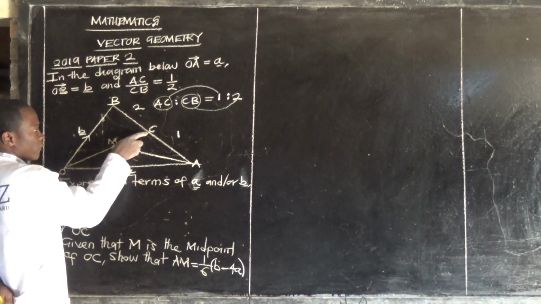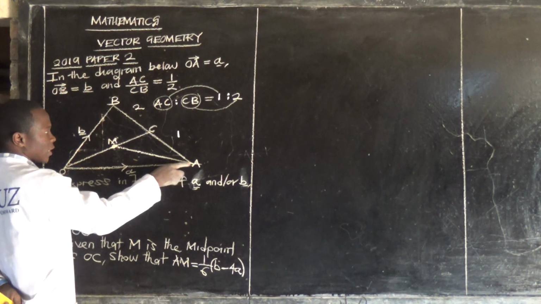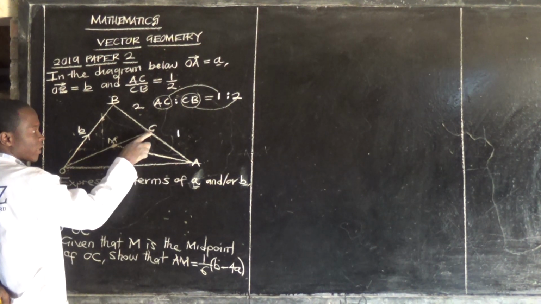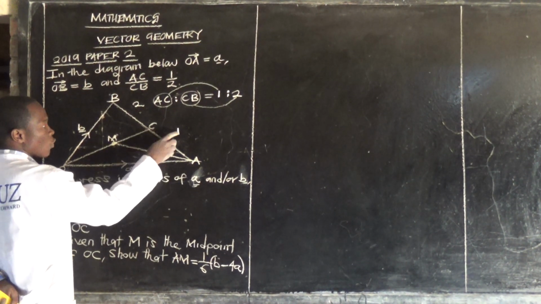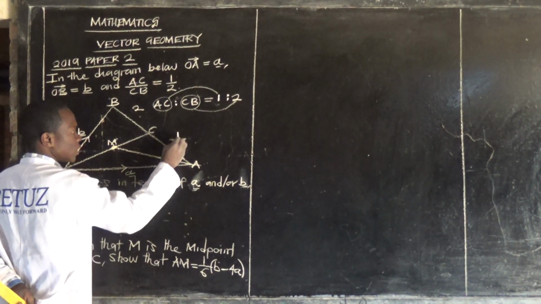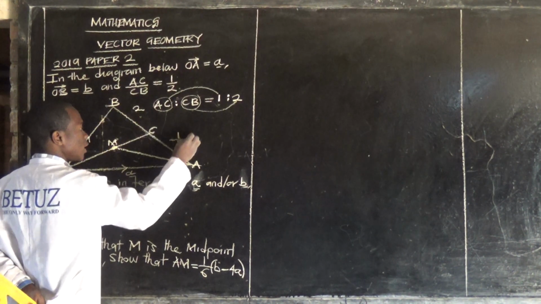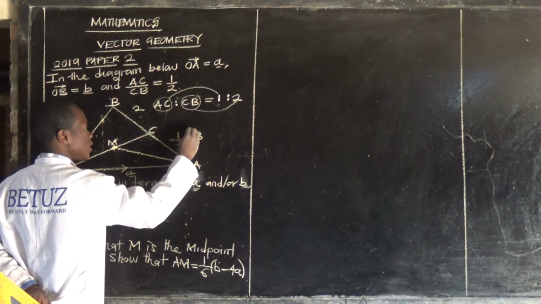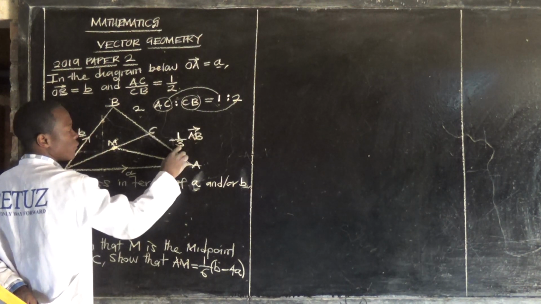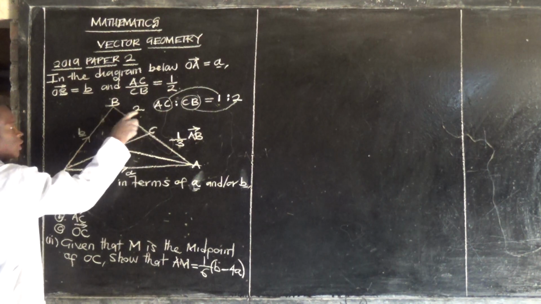So here, this one is a fraction. In terms of a vector, we have this AC, it's 1 over, what's the total ratio? 1 plus 2 is 3. 3 of AB. Are we together? 1 over 3 of vector AB. Okay? Then CB is 2.